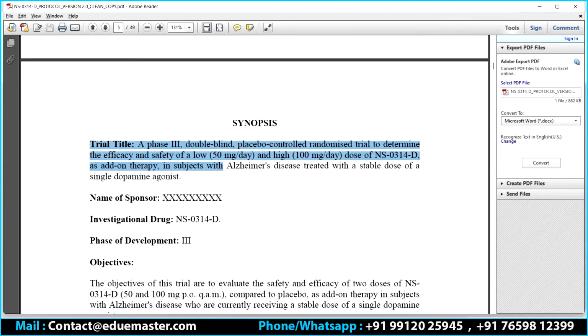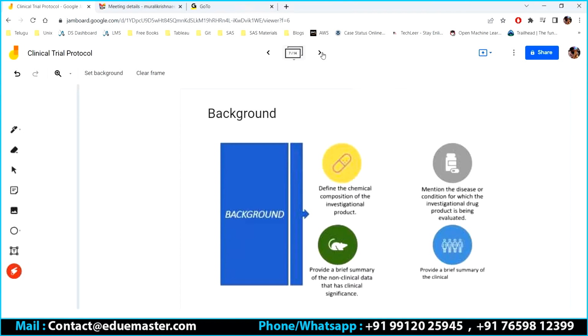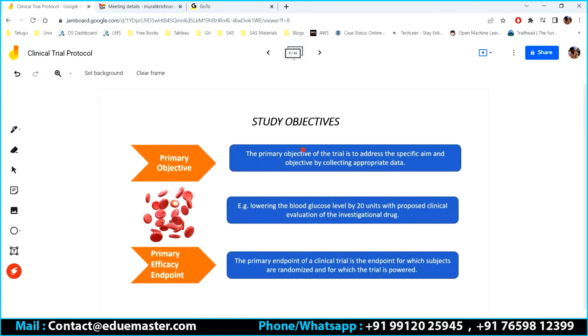Title, we already discussed the title there because the title is already there. Now we are talking about the objectives. Can you see that? We are actually at the objectives page. This is the objective. So there are 2 objectives: primary objective. The second one is going to be secondary objective.